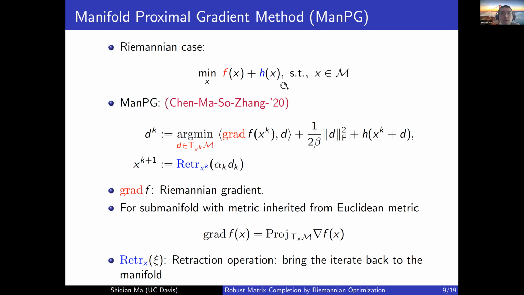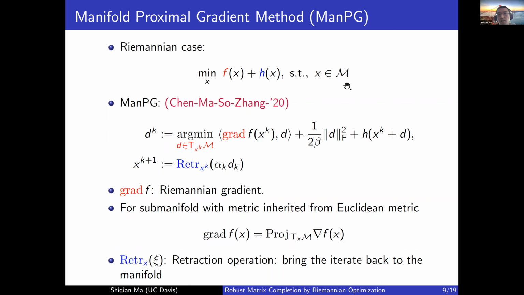Now let me introduce our manifold proximal gradient method. For the Riemannian case, the manifold optimization case, we want to minimize the smooth function f plus a non-smooth function h subject to this manifold constraint. The difficulty is that the manifold is no longer a linear space. Basically, you are minimizing this objective function over a smooth curve, or a smooth surface.